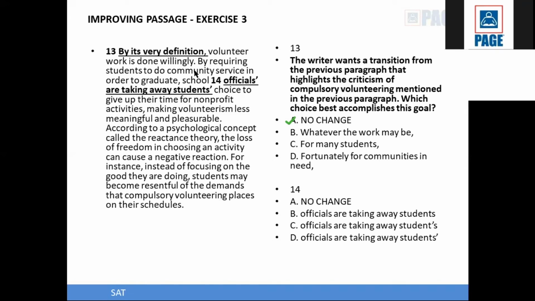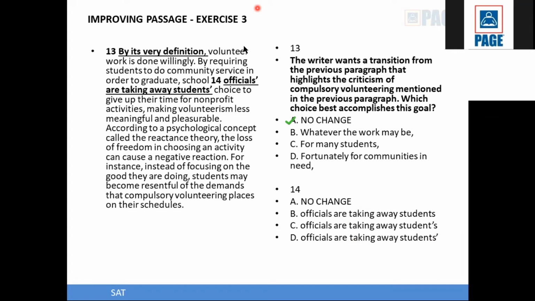By requiring students to do community service in order to graduate, school officials. Now here, when we look at the sentence, we find an apostrophe. So mainly we need to look at the punctuation mark. Officials are taking away students' choice. So we consider, do we need an apostrophe or not? If at all we need it, where do we need it? If you look at it, all the three options are the same, except in C we have student apostrophe S. For D, we have students plural apostrophe S. So which one should we go with? Where should we need an apostrophe?